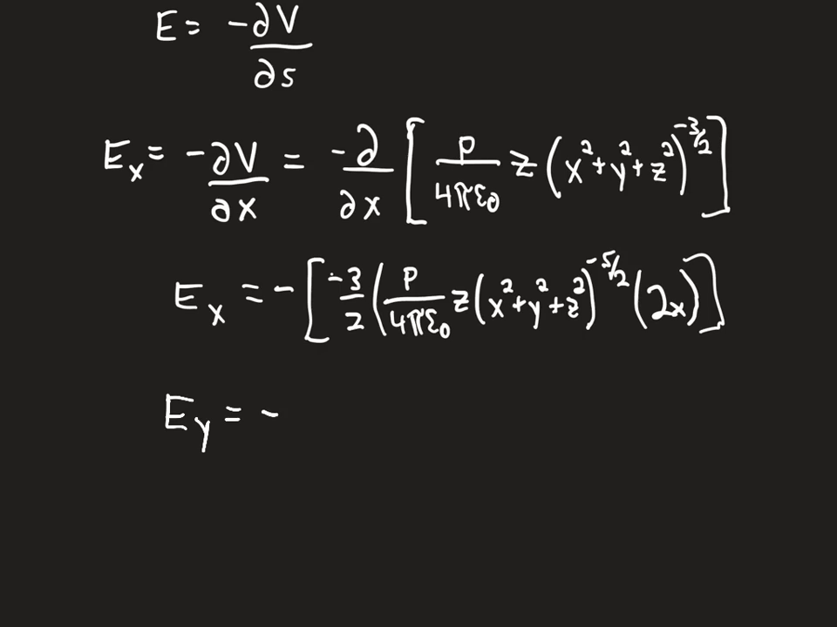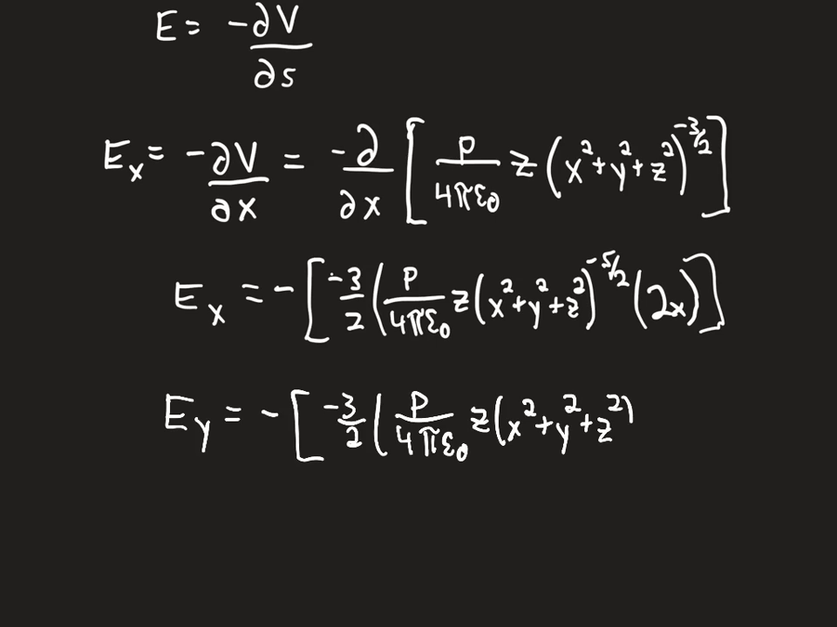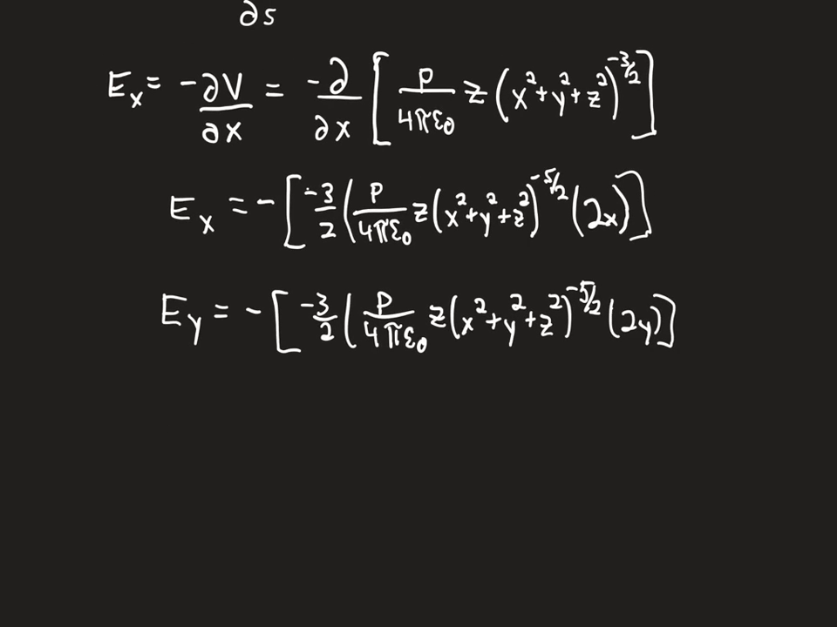We'll write it down for posterity for the one random guy in Alaska that's going to watch this in 10 years and have his mind blown. Times x squared plus y squared plus z squared to the negative 5/2 times 2y. Blew your mind. You're welcome, guy in Alaska.